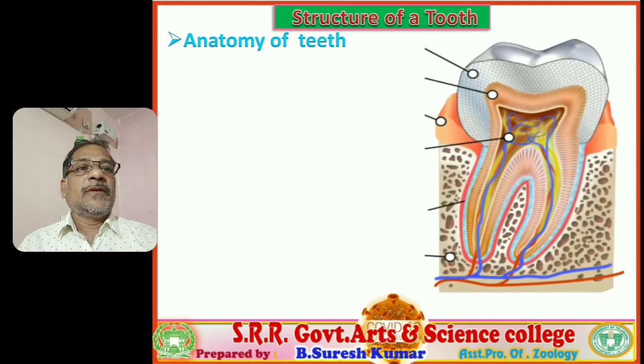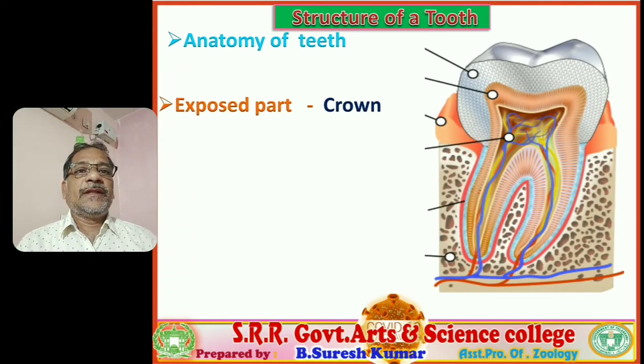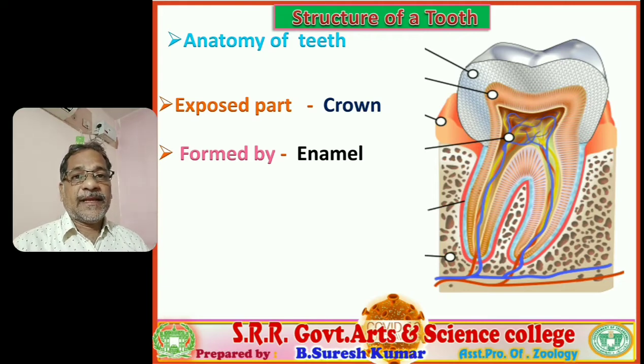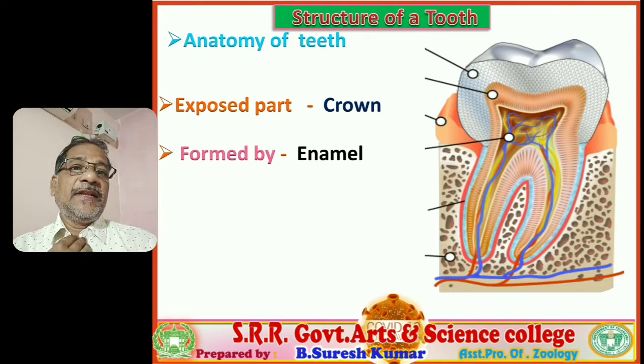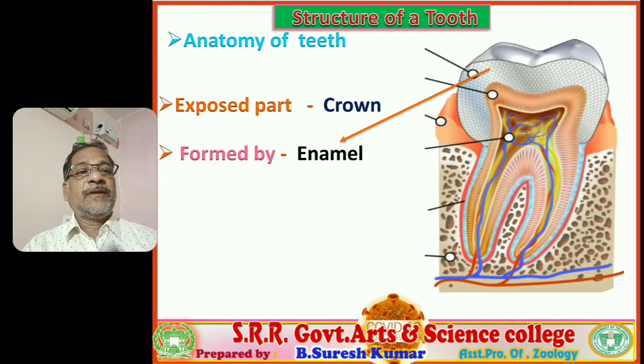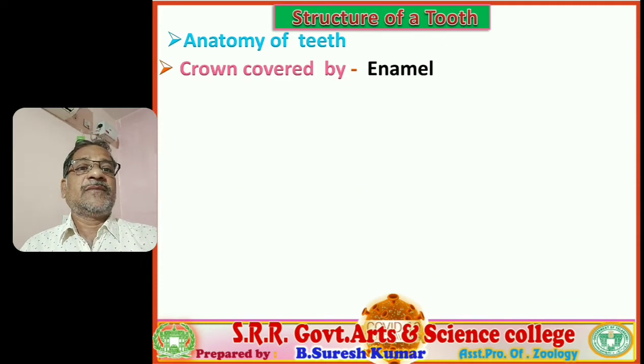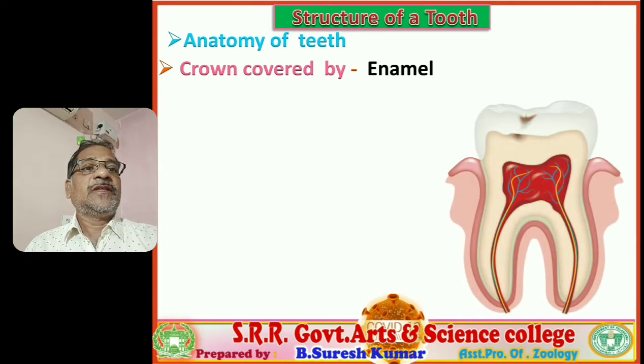So you observe the exposed part considered as crown, the crown covered by enamel layer. Enamel is a chemical substance. It is a significant substance, the hardest chemical substance, and it is also the hardest part of our body. Enamel is the hardest substance. Remember, the crown is covered by enamel. You observe in this visual clearly a white nourishing layer is present.